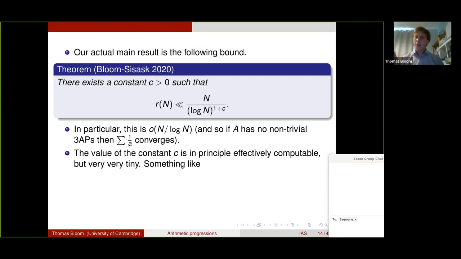So in particular, it wouldn't be anything like the 1/20th that we saw in the previous slide, probably something like 2 to the minus 2 to the 2 to the 1,000. Not completely terrible by the standards of, say, Szemerédi's regularity lemma, where you might get a tower of exponents. It's only three exponents deep, but still very, very small, but still definitely greater than zero.